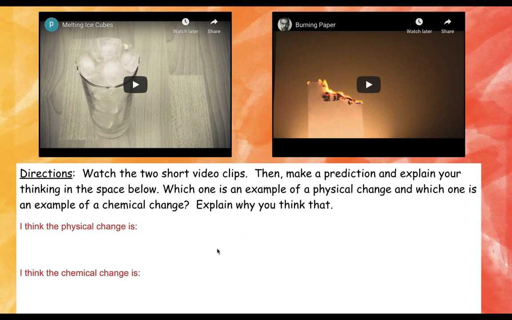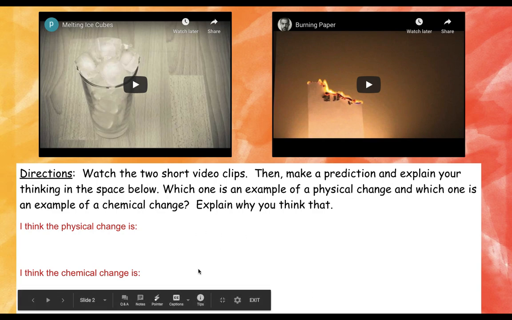Which one is physical change? Which one is chemical change? I know we didn't talk about physical and chemical change yet, but I want you to make a prediction and explain why you think that.